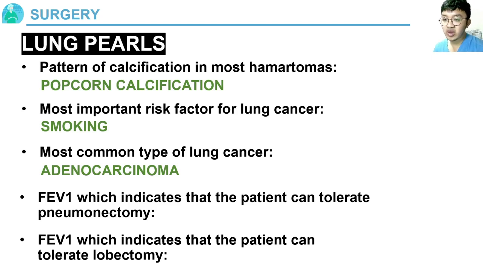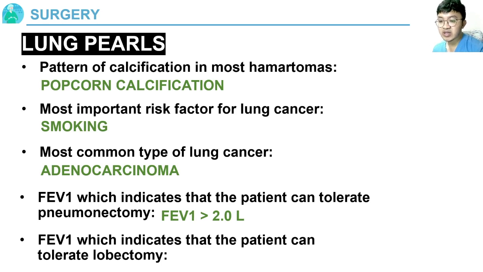Next, what FEV1 indicates that the patient can tolerate a pneumonectomy? A patient can tolerate pneumonectomy, meaning removal of the whole lung, if the FEV1 is more than 2 liters. FEV1 is a pulmonary function test in which you let the patient exhale for 1 second and you identify how many ml of air the patient has expired. That's forced expiratory volume at 1 second. If it's more than 2 liters, then the patient can tolerate pneumonectomy because the other lung can provide for the functional capacity of the lung that will be removed.